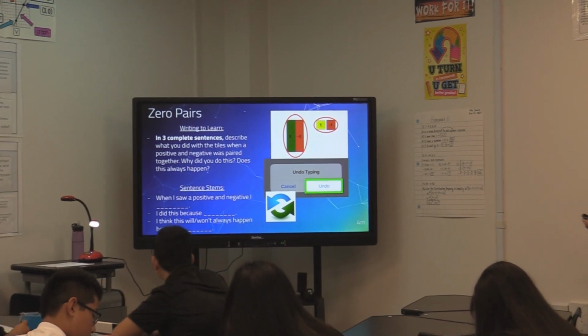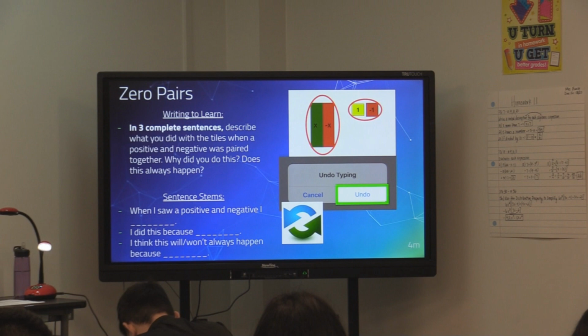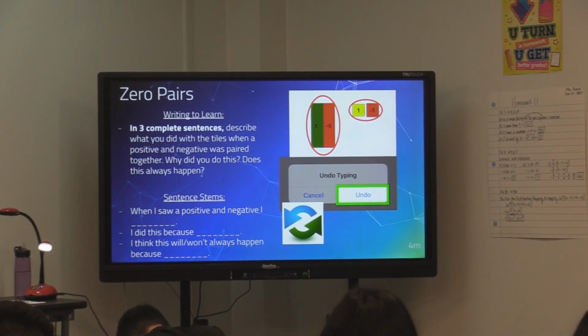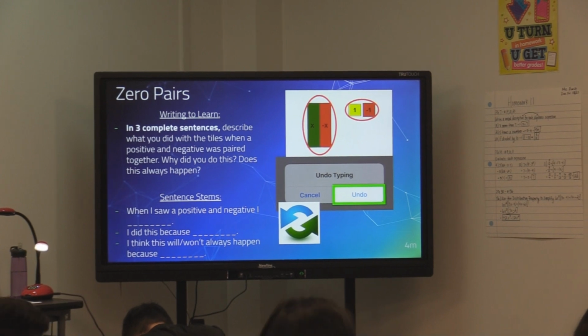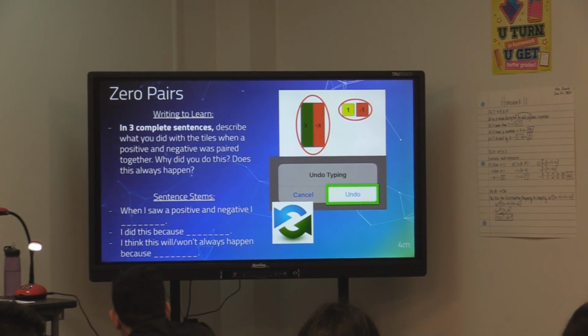If you're not messing with the tiles, we don't want them to end up all over the floor. Push them aside, hands up. We'll help you if we stack those. So we're writing to learn. It's at the bottom of your notes.